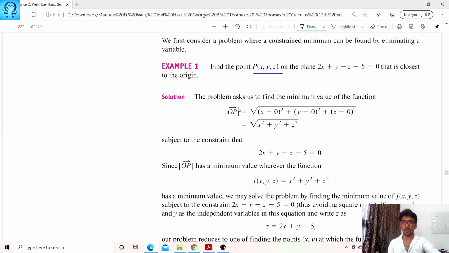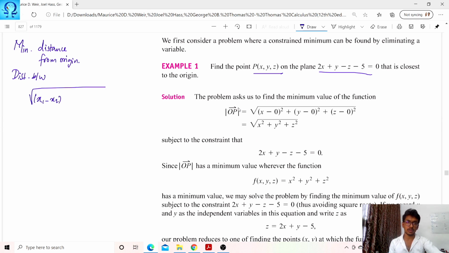Here we are asked to find the point on this plane. So we are given some plane and we have to find a point so that this point is closest to the origin. That is, you will have to find the minimum value of the distance from the origin. Okay, so the distance between any two points is given by the formula x1 minus x2 whole squared plus y1 minus y2 whole squared plus z1 minus z2 whole squared, everything under root.